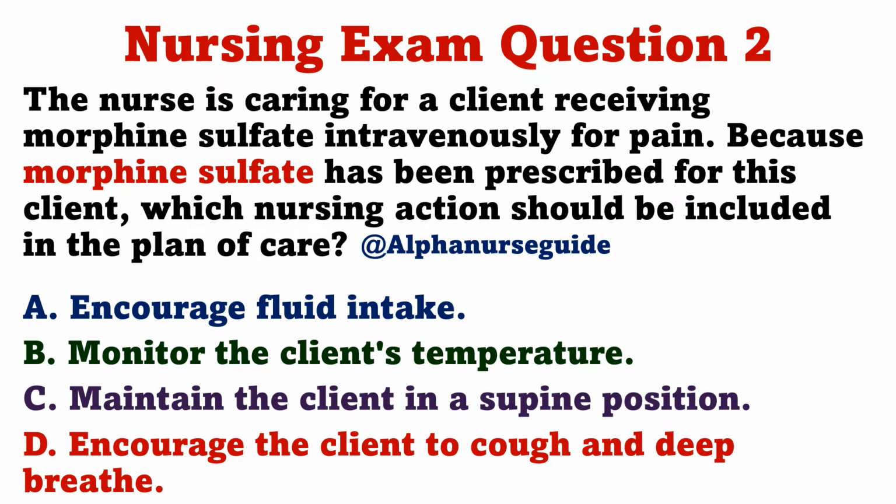Question 2. The nurse is caring for a client receiving morphine sulfate intravenously for pain. Because morphine sulfate has been prescribed for this client, which nursing action should be included in the plan of care? A. Encourage fluid intake. B. Monitor the client's temperature. C. Maintain the client in a supine position. D. Encourage the client to cough and deep breathe.